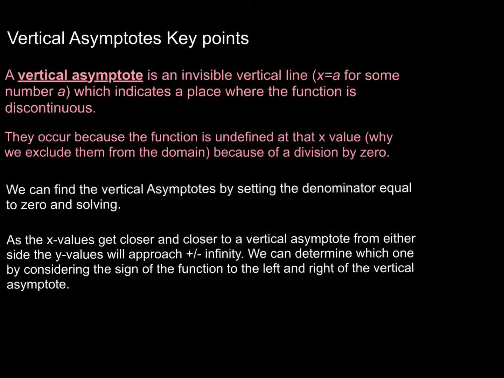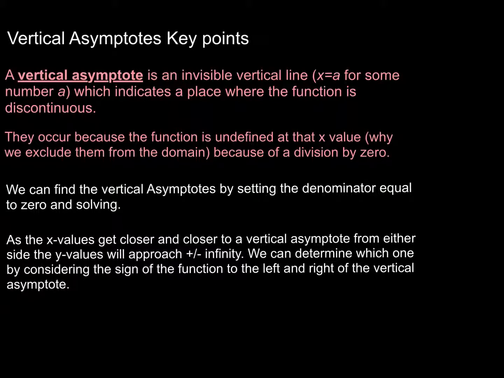All right, let's go ahead and capture some of these definitions and things that we've talked about in our notes. Okay, so here's what a vertical asymptote is. A vertical asymptote is an invisible vertical line that we can write as x equals a. That's meaning it'll be through that point x equals a, so it'll be vertical, for some number a, which indicates a place where the function is discontinuous. And we've talked about this before. It's undefined at that point, and so it can never cross that line. These vertical asymptotes occur because the function is undefined at that x value. This is why we exclude that particular x value from the domain, because of the division by 0.